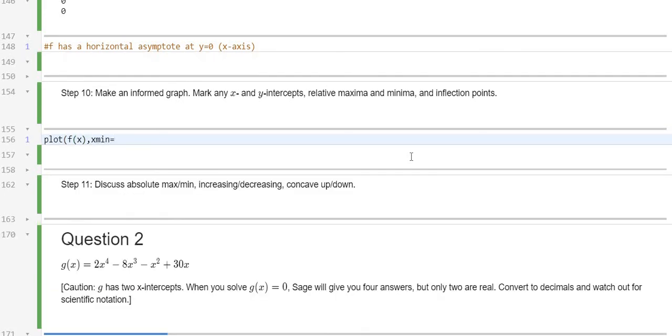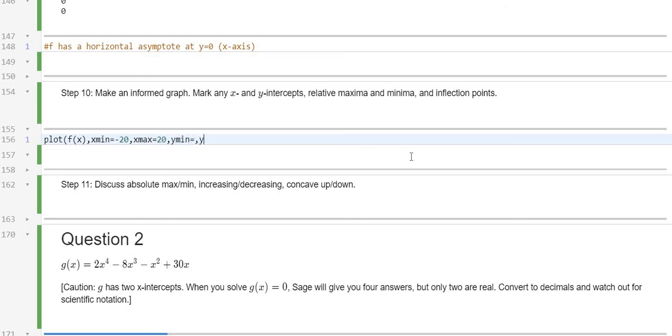My x min needs to be somewhere to the left of negative 18. Let's start with negative 20 and see what happens. All right, the biggest x is the inflection point at positive 18. I'm going to go to 20, see what happens. Now what should I do for my y min and max?